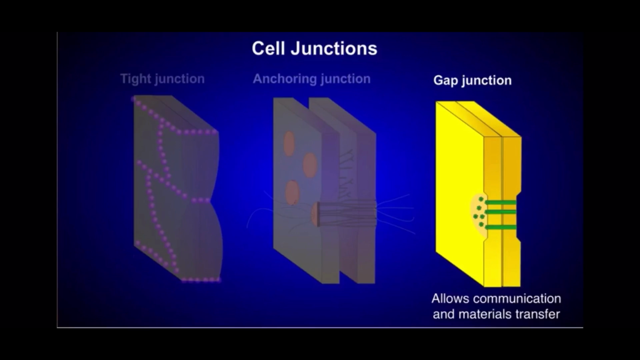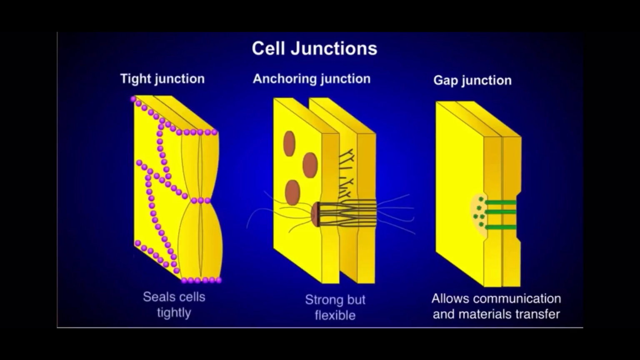All of these junctions are important for forming strong connections with one another, establishing communication, and preventing the passage of unwanted materials.